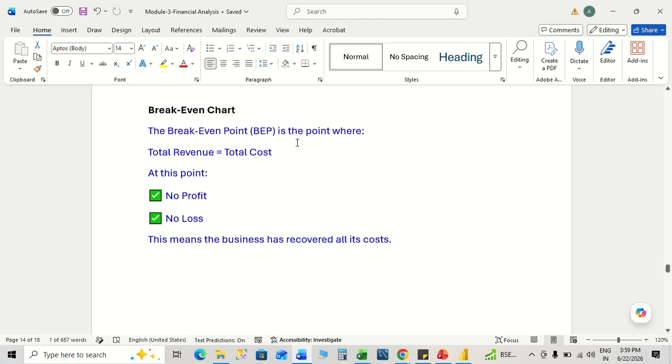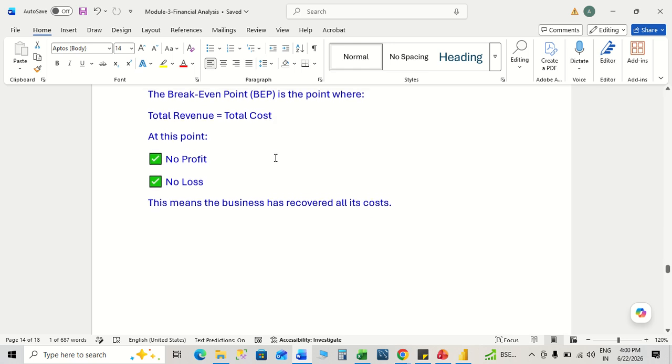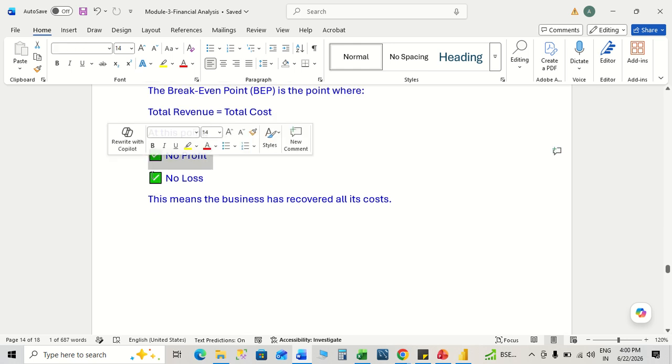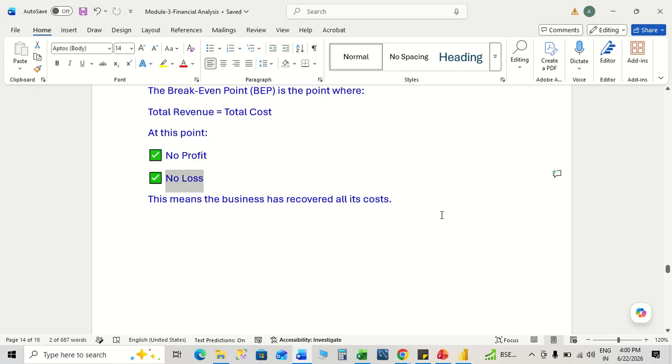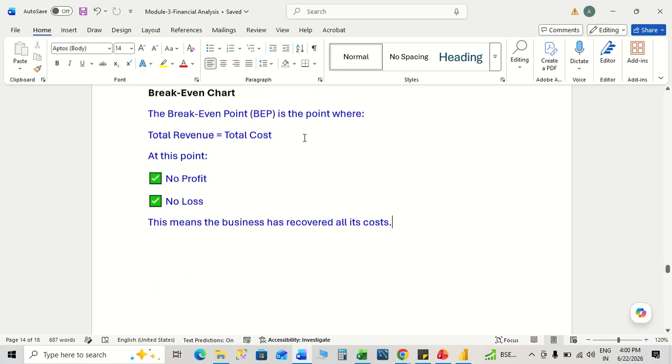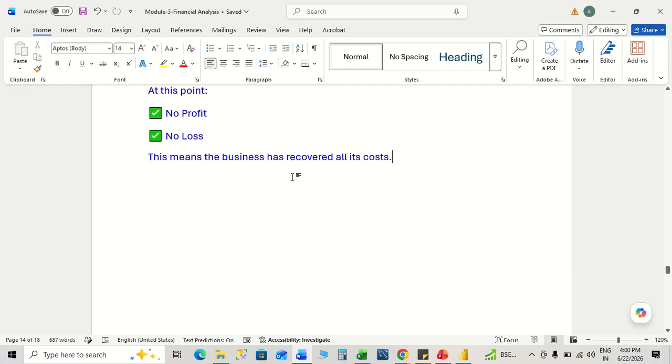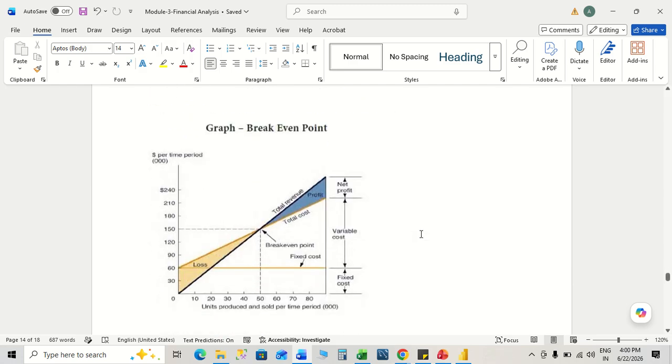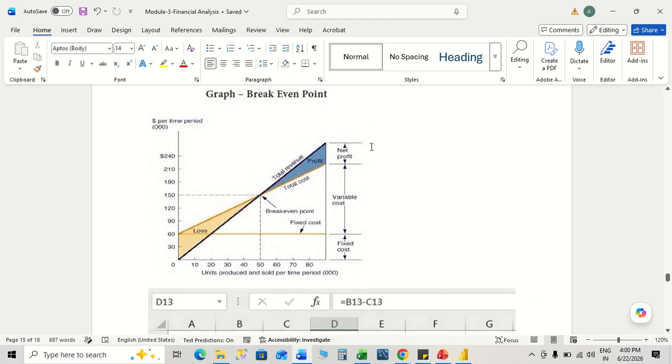So a break even point is the point where total revenue equals total cost. No profit, no loss. Let's suppose you purchase a thing for 10,000 and you want to sell it for 13,000. But there is a point where the 10,000 cost and the selling price will touch each other. That point is called the break even point. This means the business has recovered all its cost. See here, break even point.